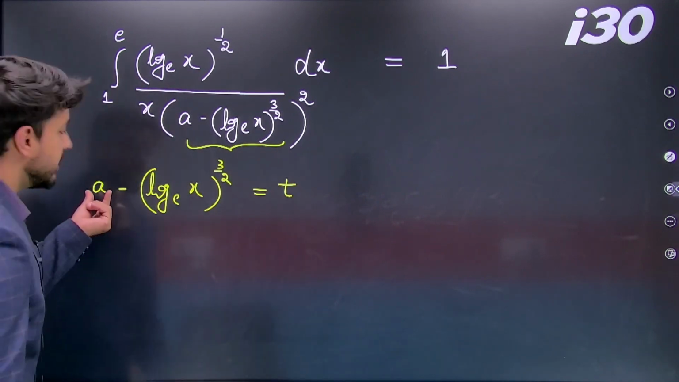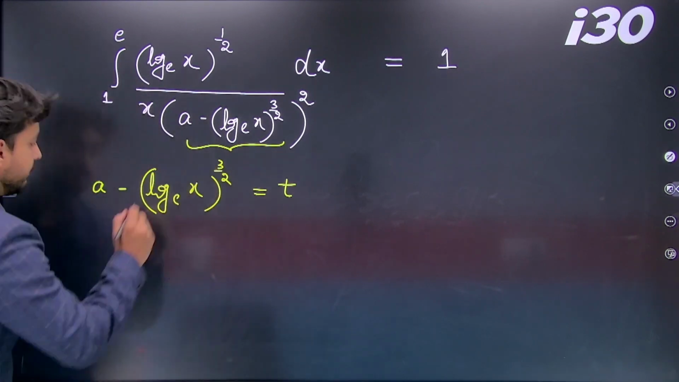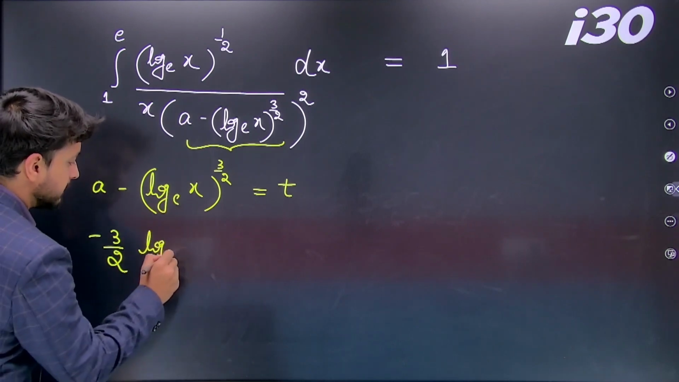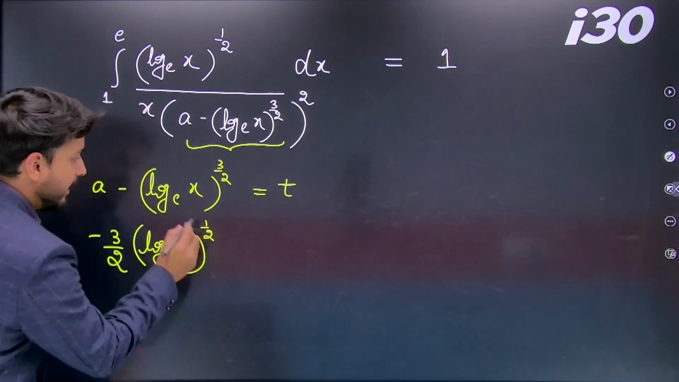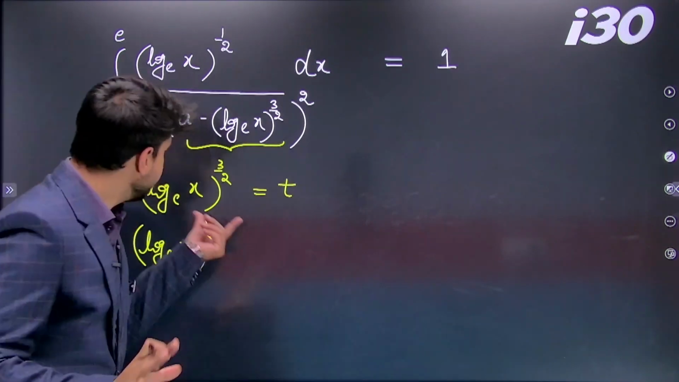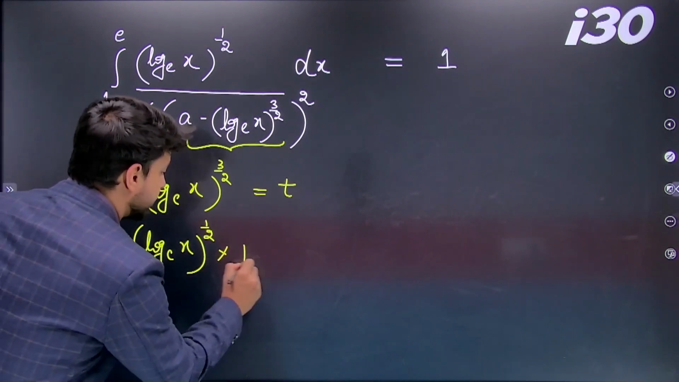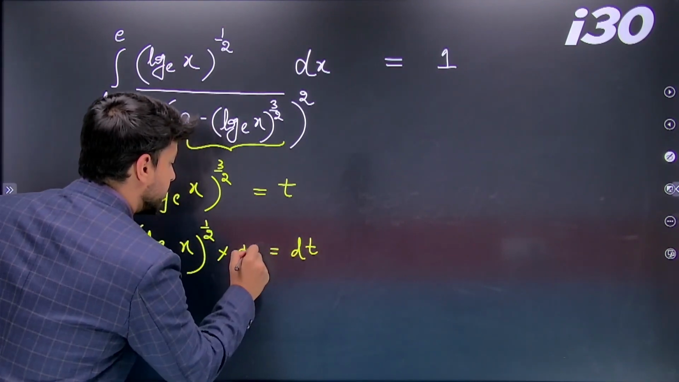So when I differentiate, a is an arbitrary constant, so this will become 0, and then we will get -3/2 log x to the power 3/2 minus 1, that will be 1/2, and again from the chain rule we will be differentiating the log x and we will be getting the value as 1/x. dx is equal to dt.